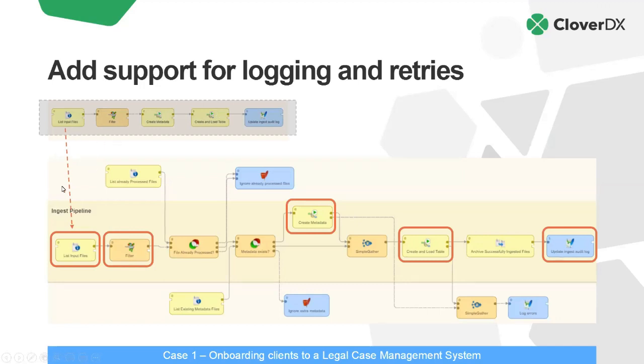This is what it looks like within our tool. We're going to list the input files, filter them, and see if a file has already been processed. So we're also comparing to what we've already processed, so in the case of retries, we're not duplicating our work. Ignoring the already processed files, see if metadata already exists. If it doesn't, we'll create it. And then create and load tables, archive successfully, and update our ingest log.